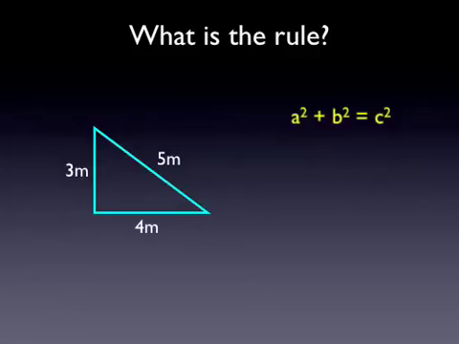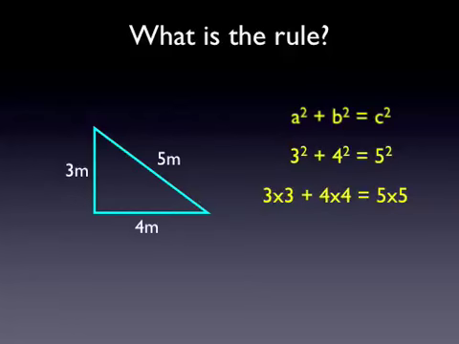So let's put it into the equation now. A is 3, so 3 squared plus 4 squared equals 5 squared. So that's 3 times 3 plus 4 times 4 equals 5 times 5, because we're squaring. Work those out. 9, 16 equals 25. So 25 equals 25. And that final line there proves that this triangle is a right-angled triangle. It worked out nicely at the bottom that 25 was equal to 25.